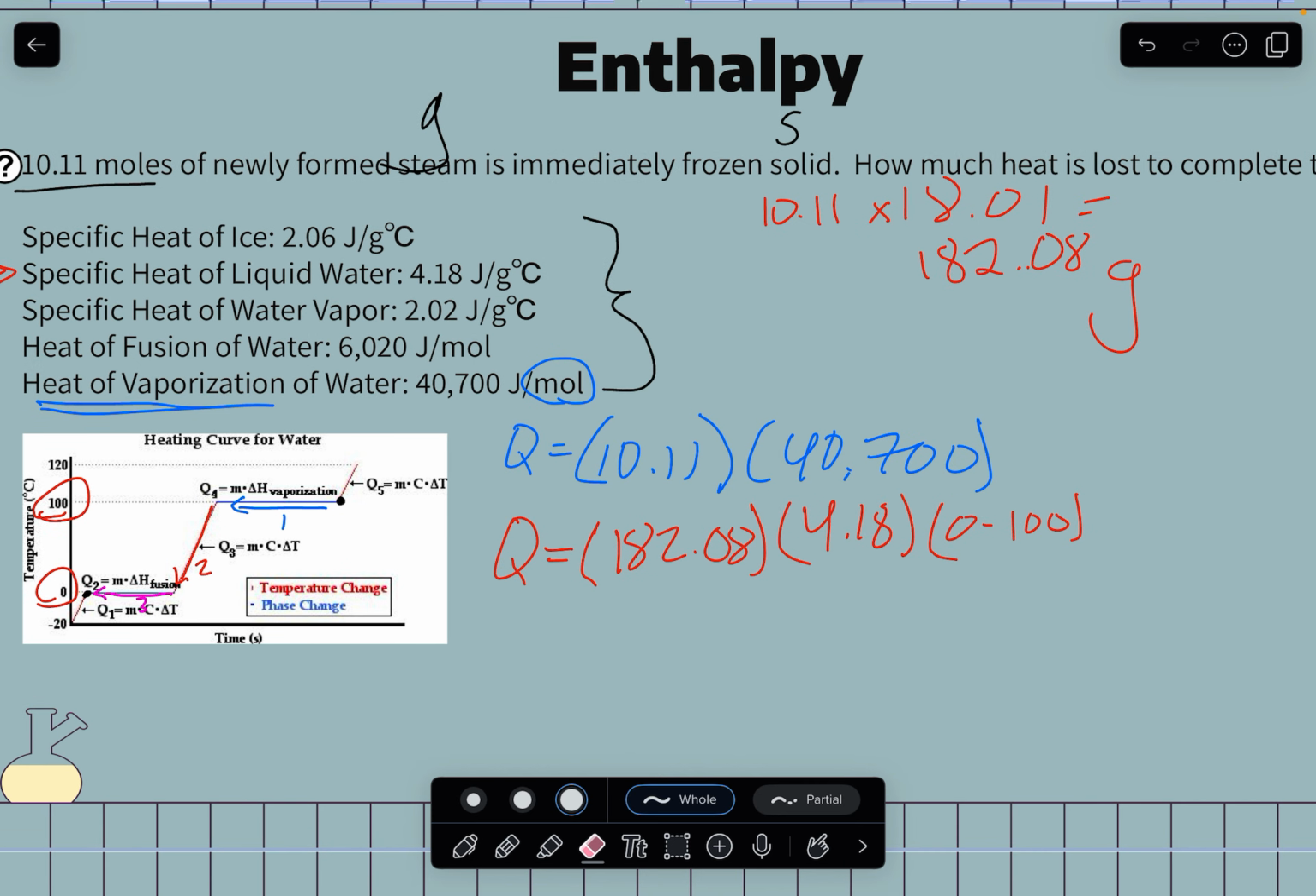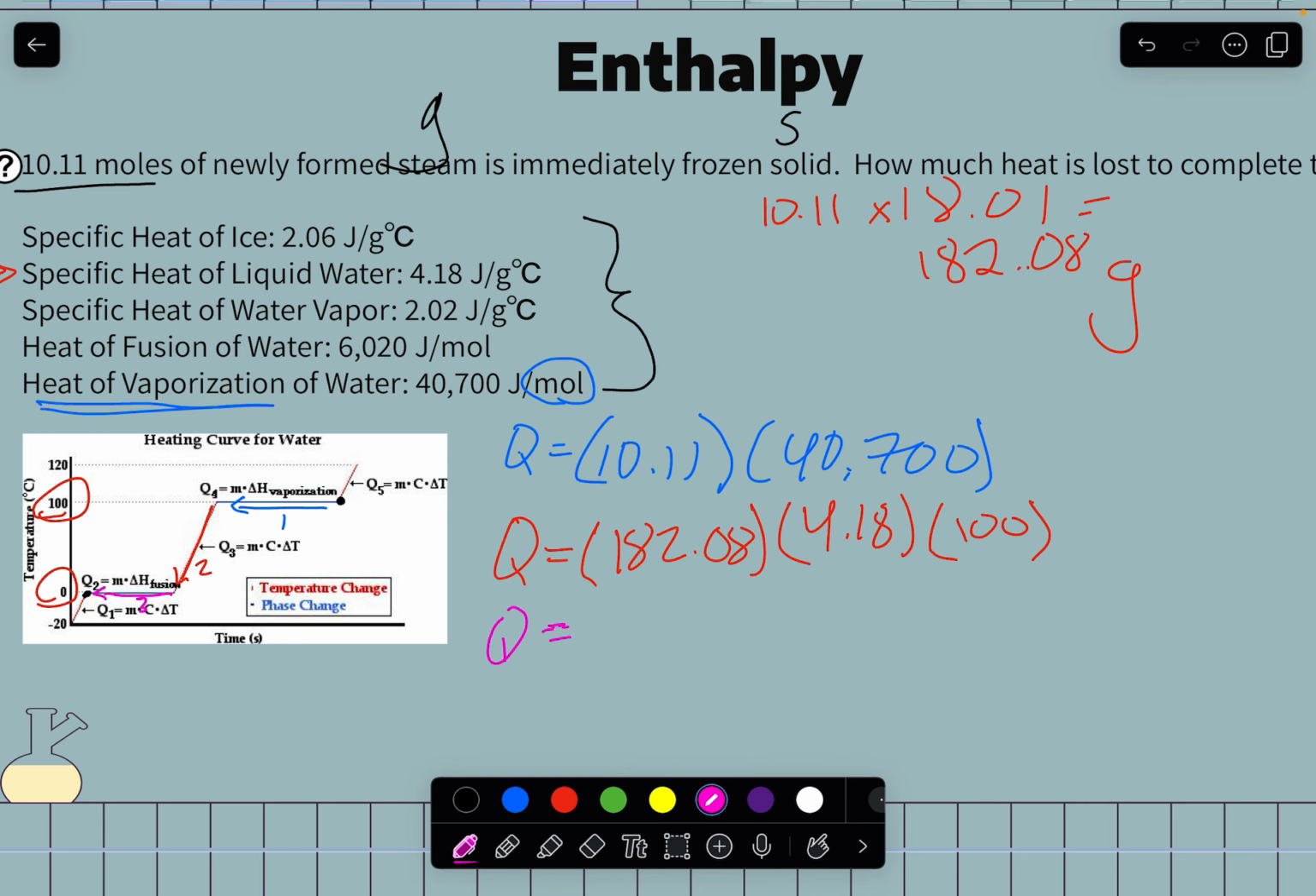Or truthfully, all of these should be negative numbers, let me just do this as positive, because you're going in the direction of the left direction, we're releasing energy. So all of these should be negative overall. Okay, and in the third step, our Q is not MC delta T, it's m delta H.